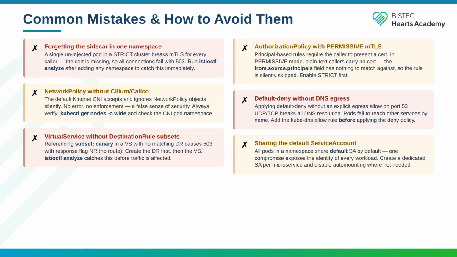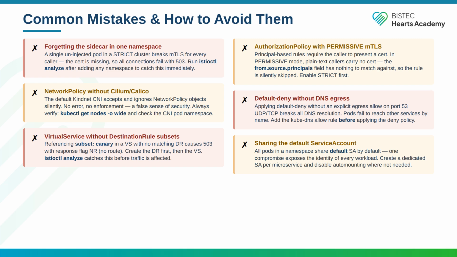6 mistakes appear consistently in service mesh labs, and knowing them in advance will save you significant debugging time. The first is forgetting a sidecar in one namespace. A single uninjected pod in a strict cluster breaks mTLS for every connection to and from it. Run istioctl analyze immediately after enabling injection in a new namespace to catch this before traffic flows.